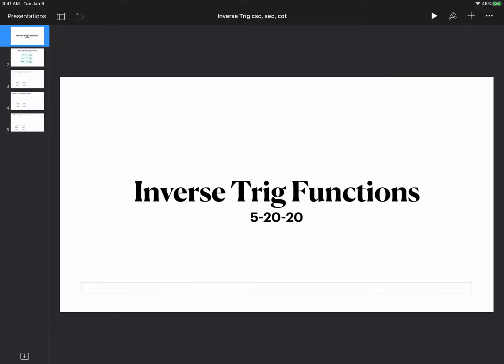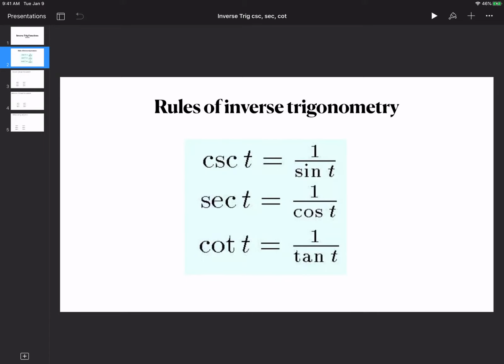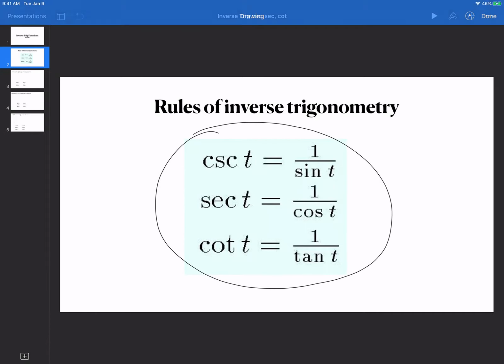Hello class, for today we're going to go over inverse trig functions. We're finally going to take a break from graphing trigonometric functions. We've been doing them for a long time, and I understand. Today I'm going to teach you how to read the inverse trig functions, like they are 1 over this number, and how to evaluate values at a given quadrant.